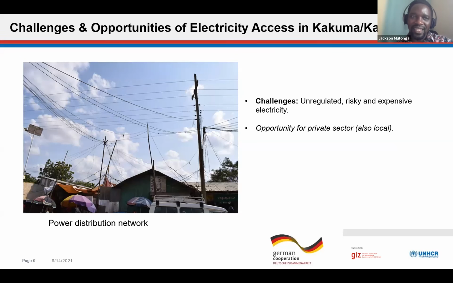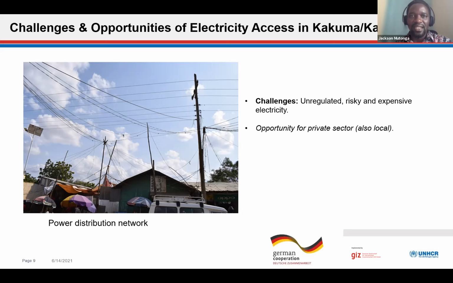So here you will see the power distribution within Kakuma refugee camp, what I call spaghetti distribution. I mean, you never know where the power is coming from and where it is going. And on top, you can see a medium voltage line done by the Rural Electrification Authority, distributing power to the institutions in the camp, but not supplying households. So from the generator, we have seen it is supplying households through this spaghetti distribution under the medium voltage line. And this is dangerous. But at the same time, we said this looks like a market opportunity for private sector.